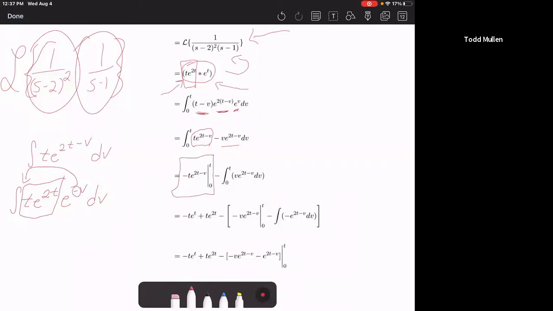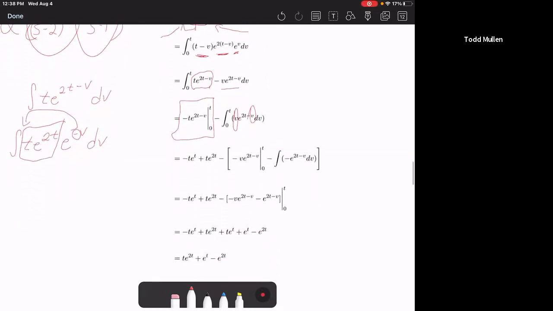We're going to evaluate negative t e to the 2t minus v from 0 to t. On the right, we may have a slightly trickier time because there's a v factor here and a v in the power. You should immediately think integration by parts. So we would let one of our values be v, and then the derivative of that. Our other value would be e to the 2t minus v, and then the integral of that, which we just showed to be negative e to the 2t minus v.